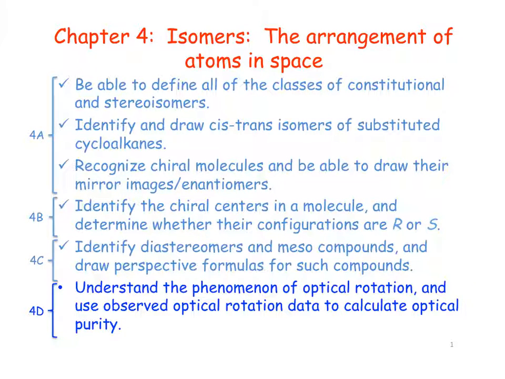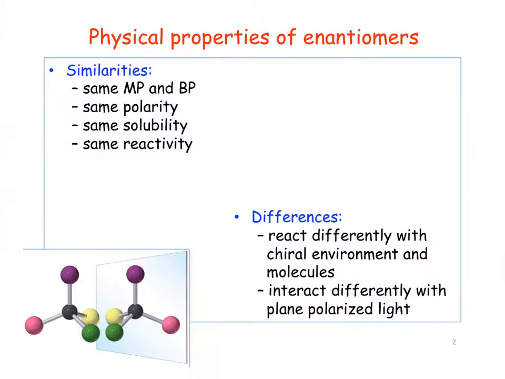Hey everyone, in this last video for chapter 4, what we're going to do is talk some about the physical properties of these types of stereoisomers that we've been talking about. We're going to then talk about a method, an instrumental method, that we could use to determine the difference between enantiomers. So let's look first at the physical properties of enantiomers.